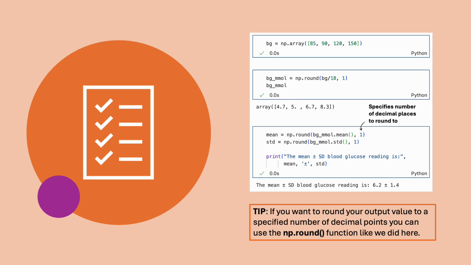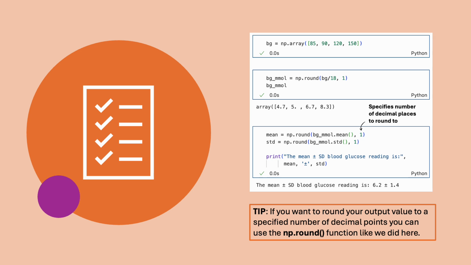So we've created an array from a list. We've done an operation on our array. And then finally, we have calculated the mean and standard deviation of our array. And you'll notice throughout I've used this np.round function. It just allows you to specify the number of decimal places you want in the values that you're computing.